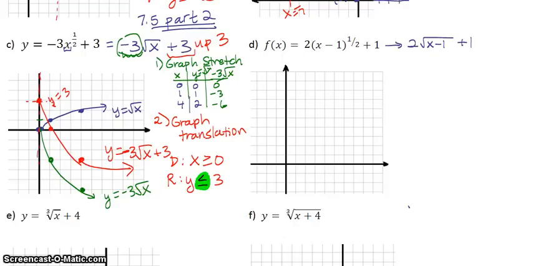So step 1, I'm going to graph my parent function. (0, 0), (1, 1), and (4, 2) are the 3 critical points for my parent function. I am going to first graph the stretch or compression. In this situation, I've got a 2 in front.